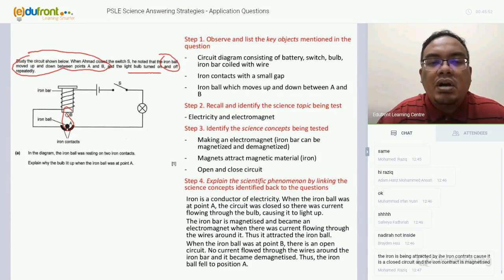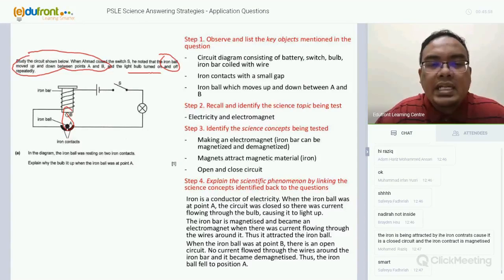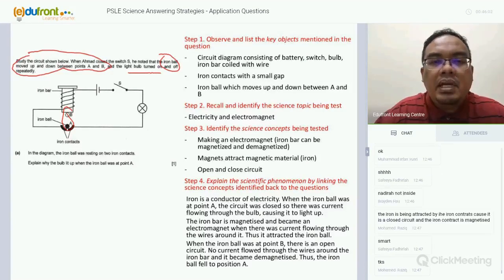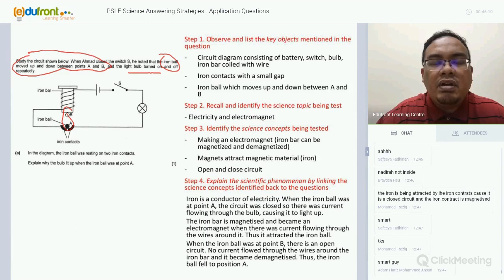So step number two, recall and identify the science topic being tested. So we know that this is the topic of electricity and electromagnet, which you all learn in primary 3 or primary 4. Under the topic of magnets, where how to create magnets, one of the methods of creating a magnet is using an electromagnet.